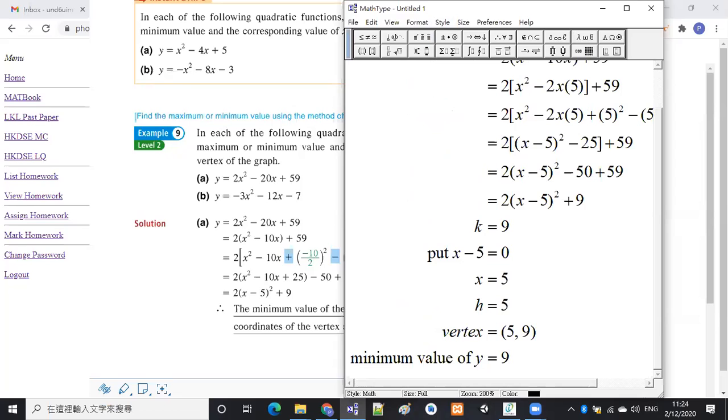This is part A. All right, and then part B. Can I clear the board? Anyone is not ready?